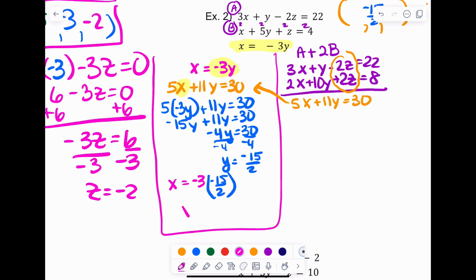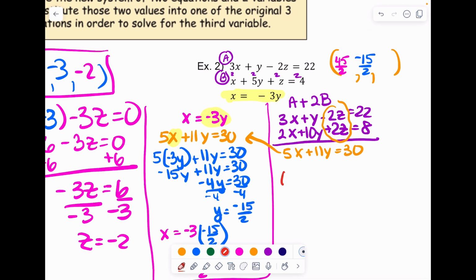And we're going to get that x is equal to a positive 45 over 2. Now we have our x and our y, and we're going to go find our z by using either a or b. And I'm going to go ahead and use b. And so we have x plus 5 times y plus z equals 4. So I'm going to put 45 over 2 in for the x and negative 15 over 2 in for the y.